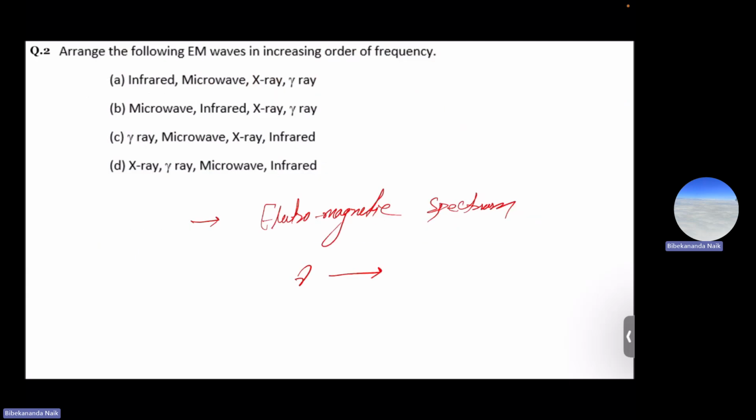So the correct option is microwave, infrared, X-ray, gamma ray. Correct option is option B. I hope this is clear to you.